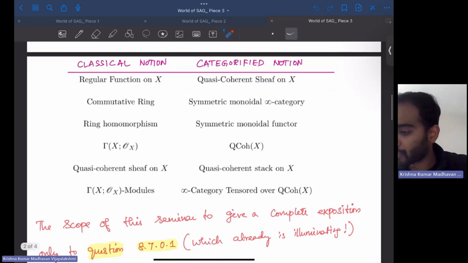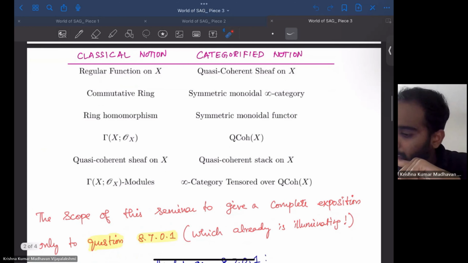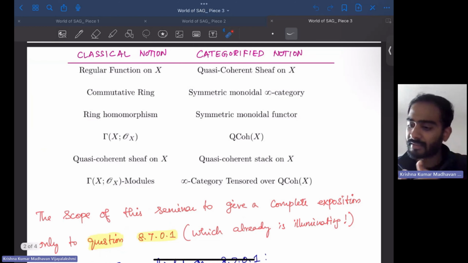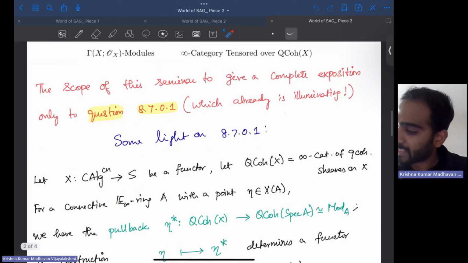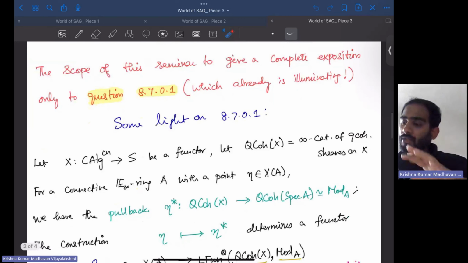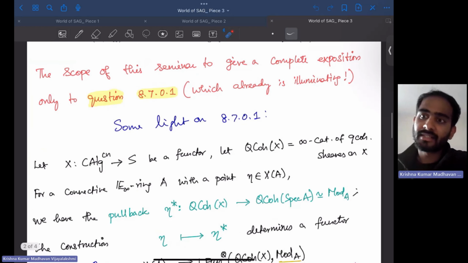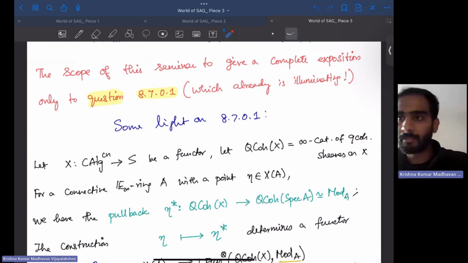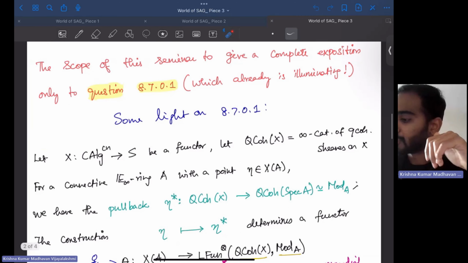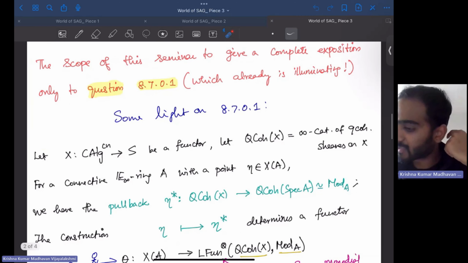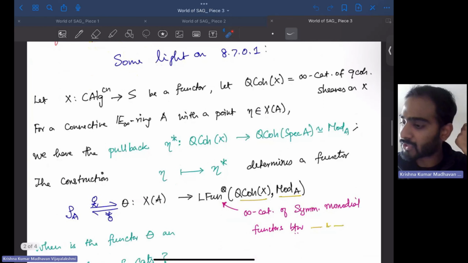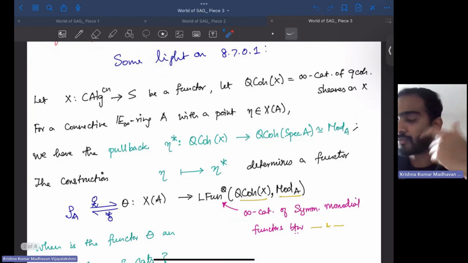I'm not going to go through this because we've already seen it in Theo's talk, where he defined this nice correspondence between the classical notion and the categorified notion. In this whole seminar, we are going to answer only question 8.7.01, which is already very illuminating, and it has so much information, using many of the tools from other areas of mathematics. Just to give a perspective on this question so that it's useful for the next talks.